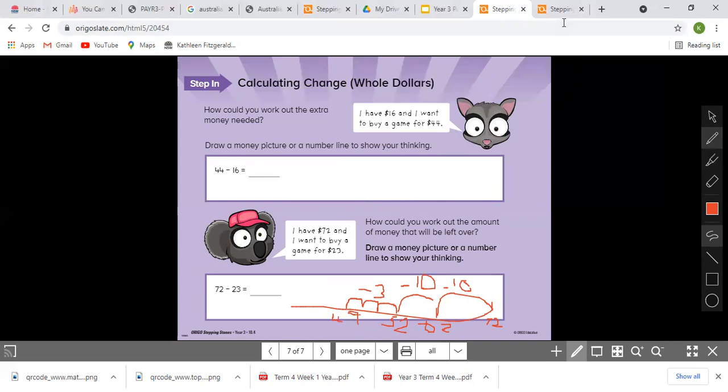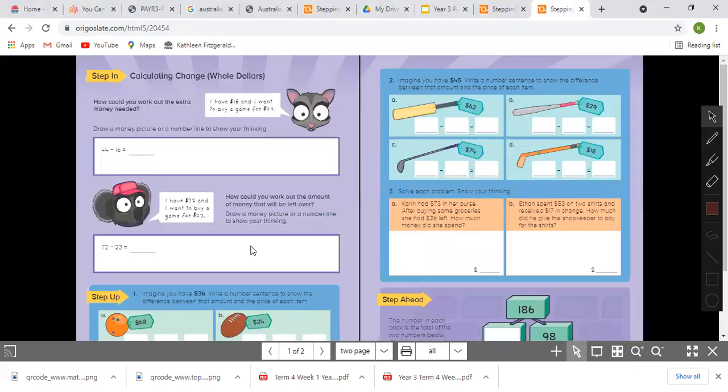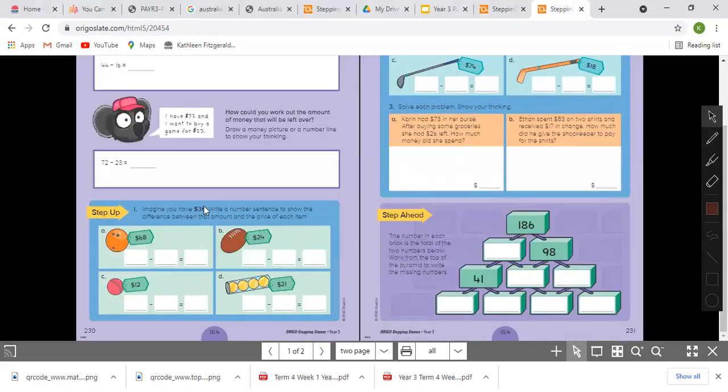Okay, let's have a look at our workbook for today. There's the one we've just done. Imagine you have $36, write a number sentence to show the difference between that amount and the price of each item. So in this one, a bowling ball, $68 minus $36. How much more money do I need? Or $36 minus $24. I've already got enough money. How much change should I receive?